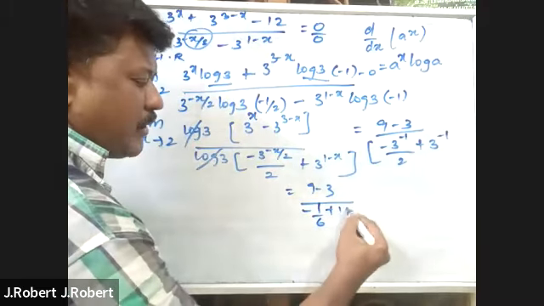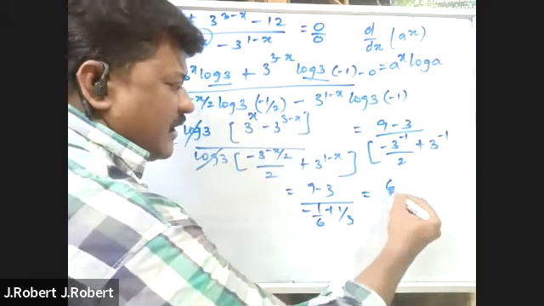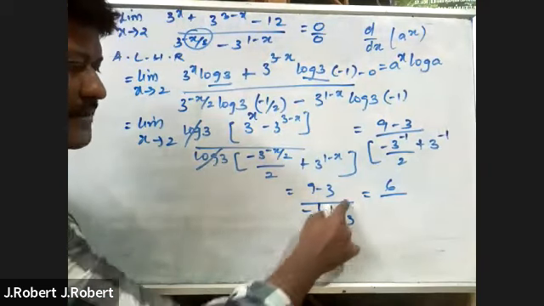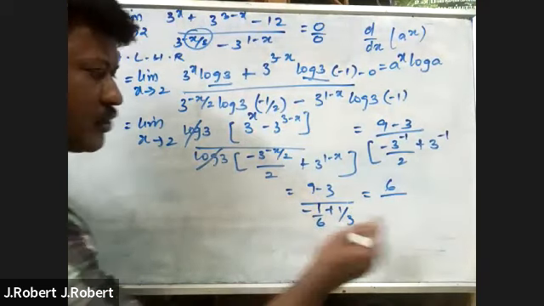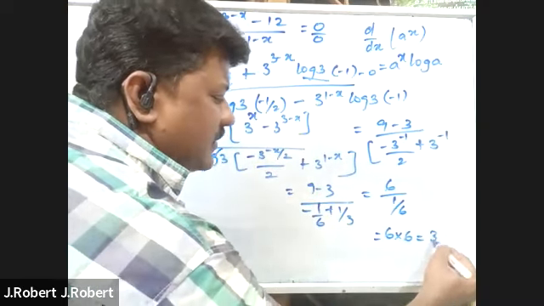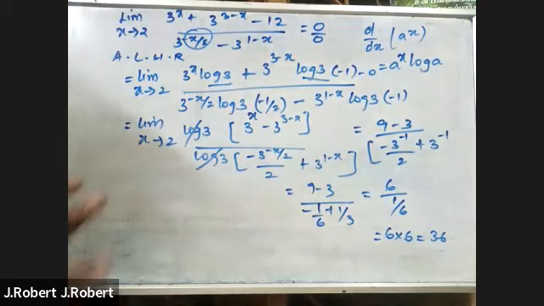You can write this as 1 by 3. So 9 minus 3 will give you 6. Minus 3 plus 6, over 2 minus 1, which is equal to 1 by 6. Taking the reciprocal, 6 multiplied by 6, that is the answer, 36. This is the direct method, that is called the substitution method.